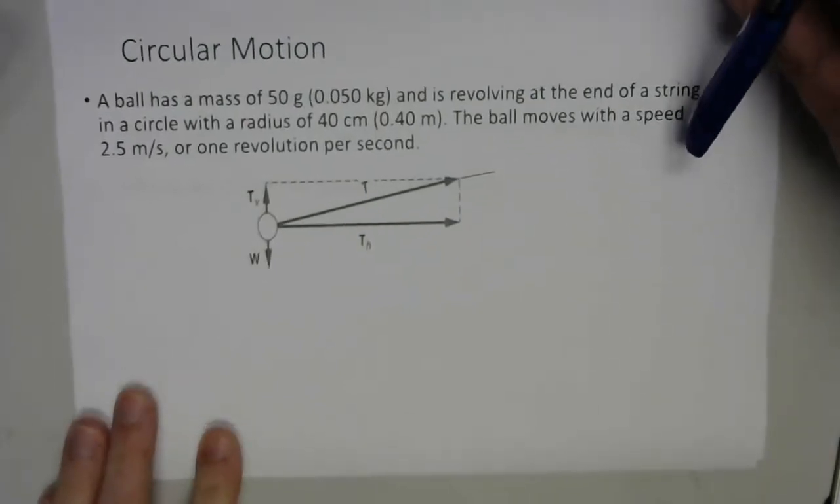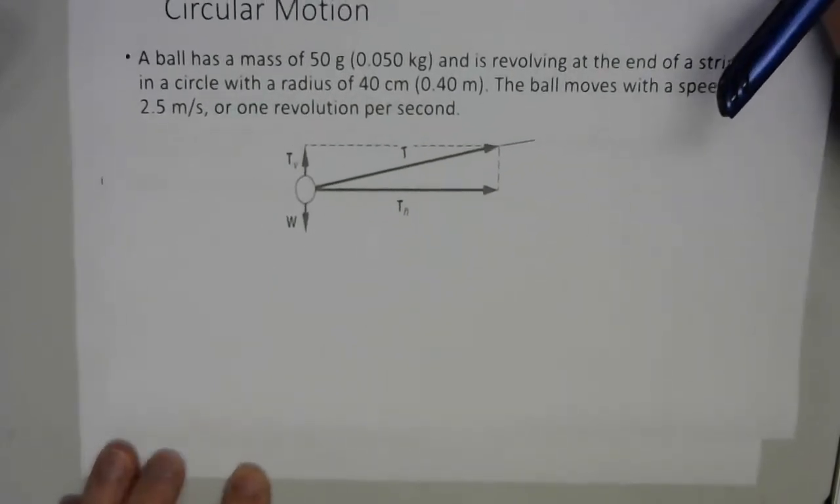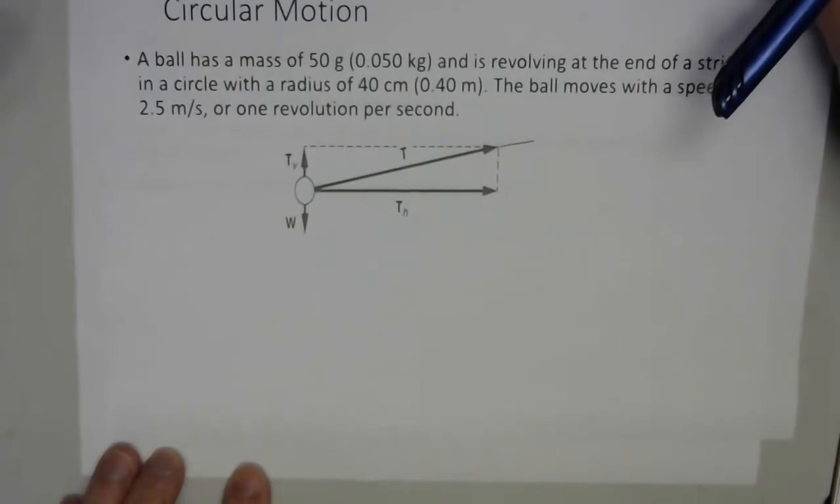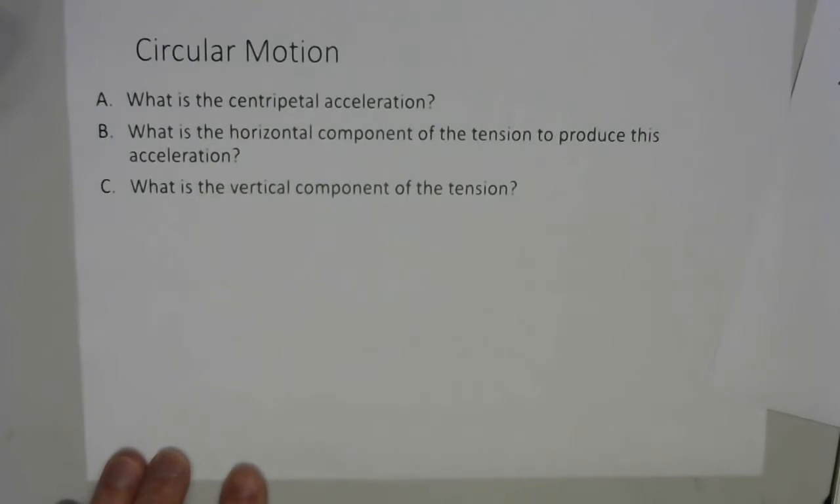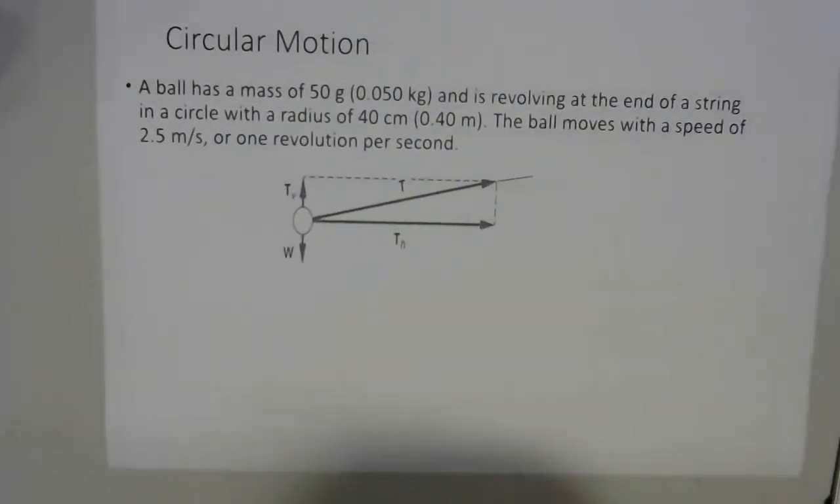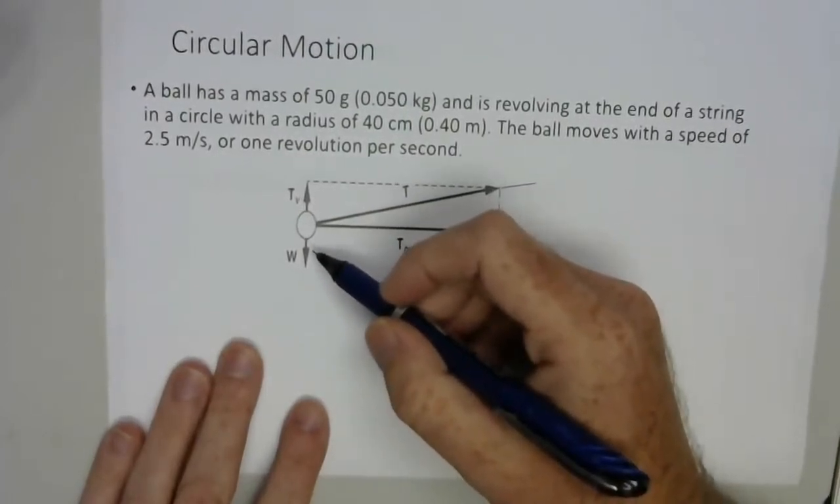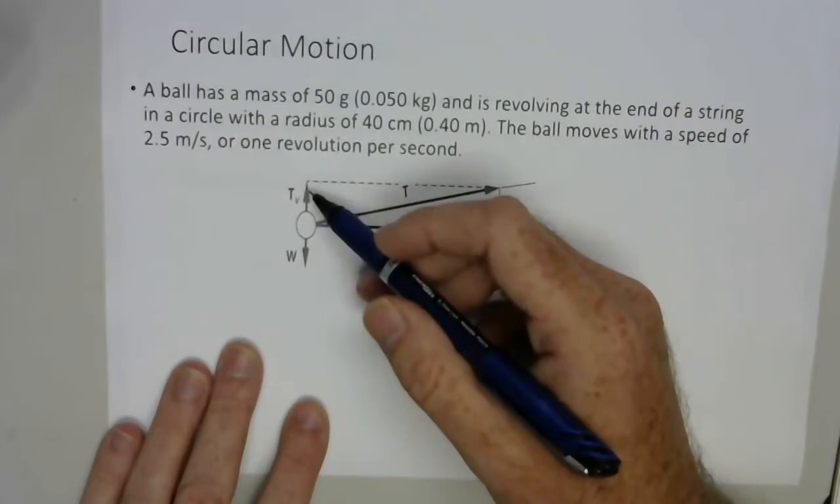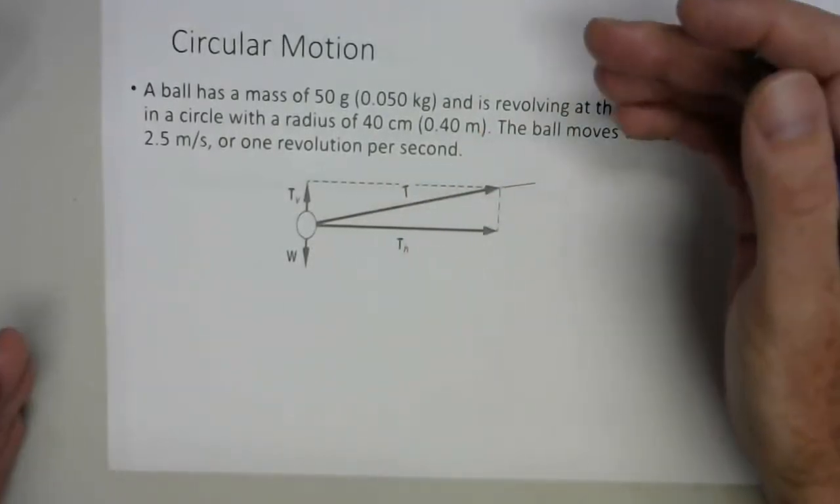So if we look at that, what we really want to know is what is the centripetal acceleration, what's the horizontal component of the tension force, and what's the vertical component of the tension force. If we go back to our diagram here, we can see that if I'm rotating horizontally, the ball is not falling, then this weight force equals the vertical component of the tension. Because how do we know that? The ball is not dropping because it's rotating horizontally.